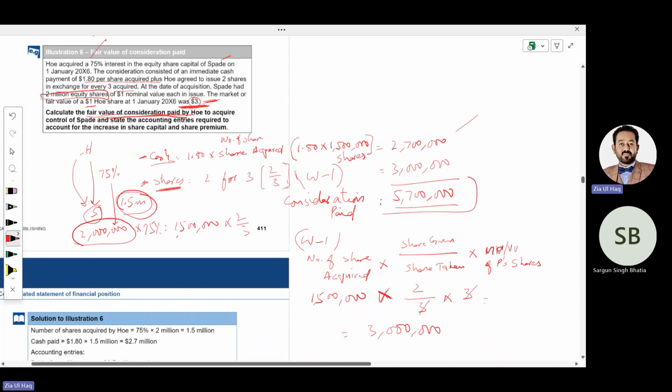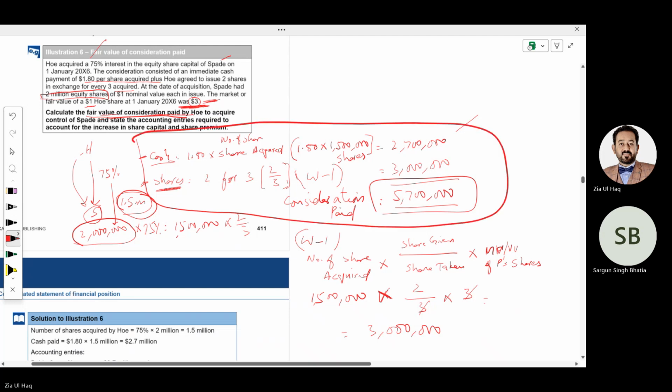This is the way to calculate consideration paid if we are paying some amount in cash and some amount as shares. This is our answer. Copy this answer. And I think we should take a break so that you can absorb these things, and then we will move towards some other concepts relating to consolidation.